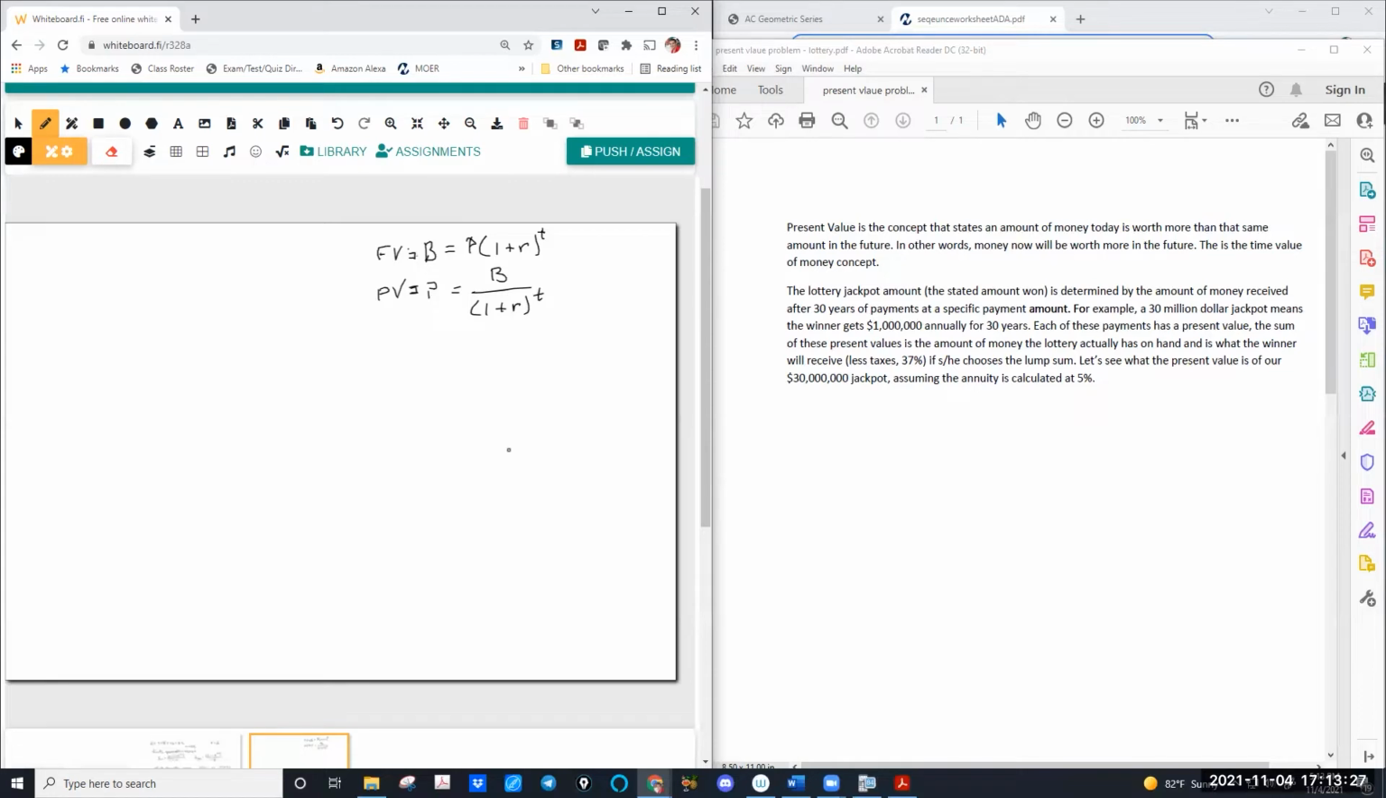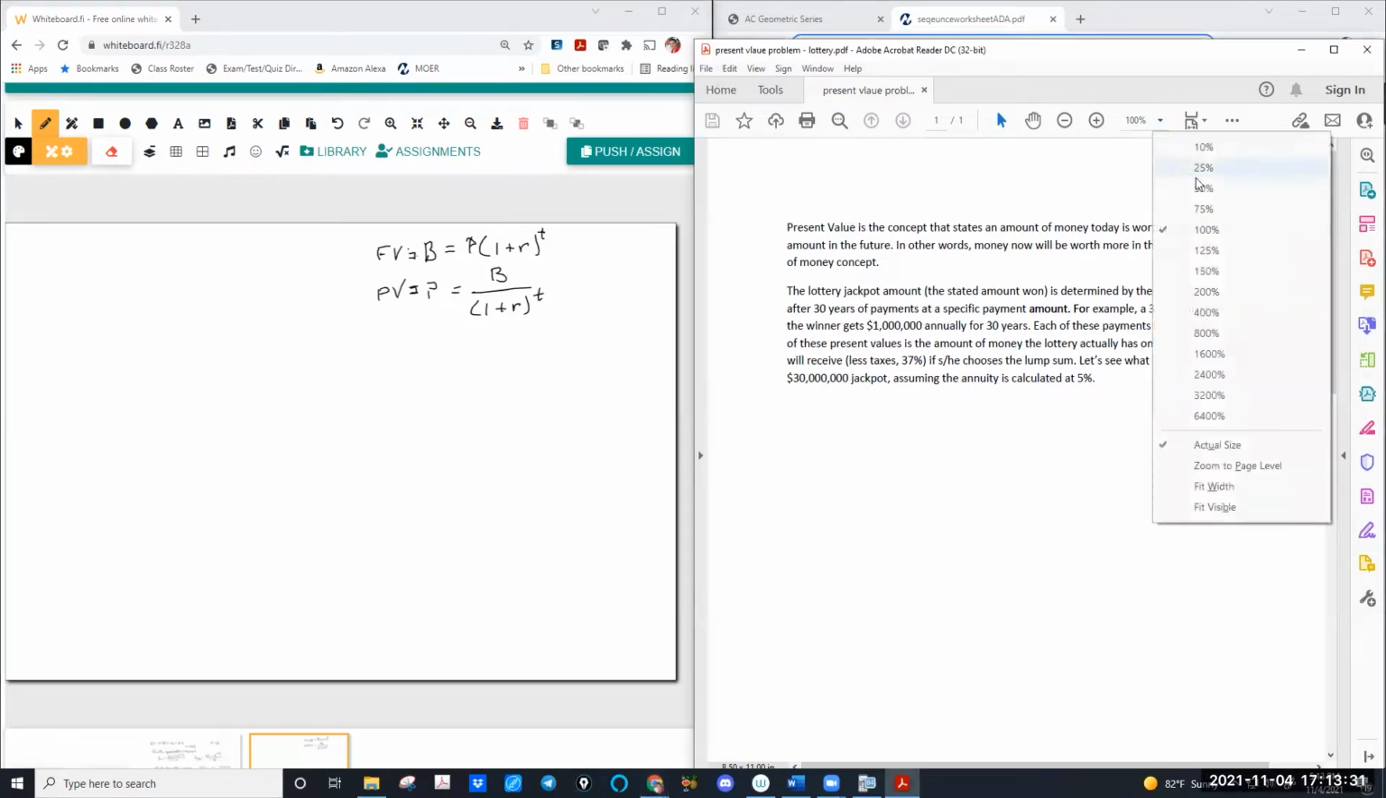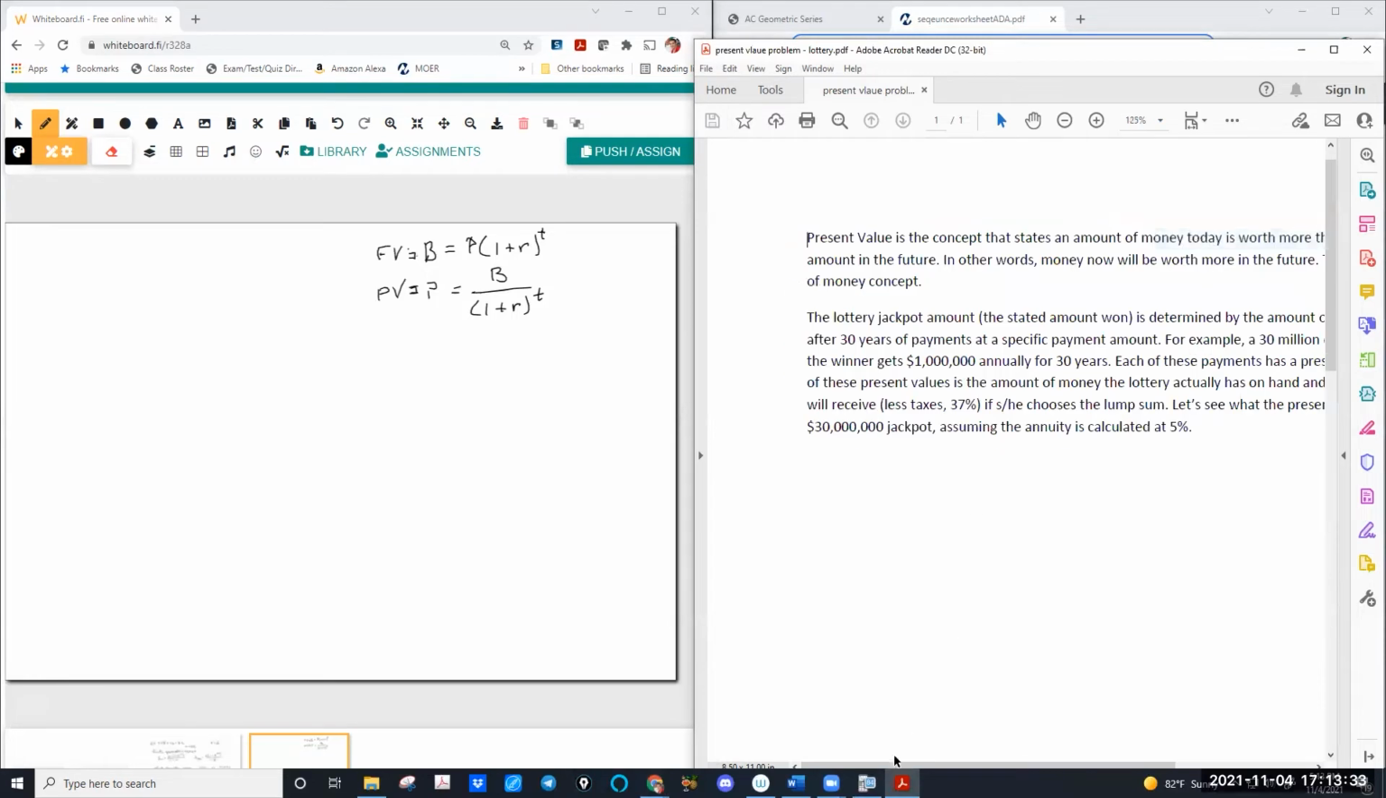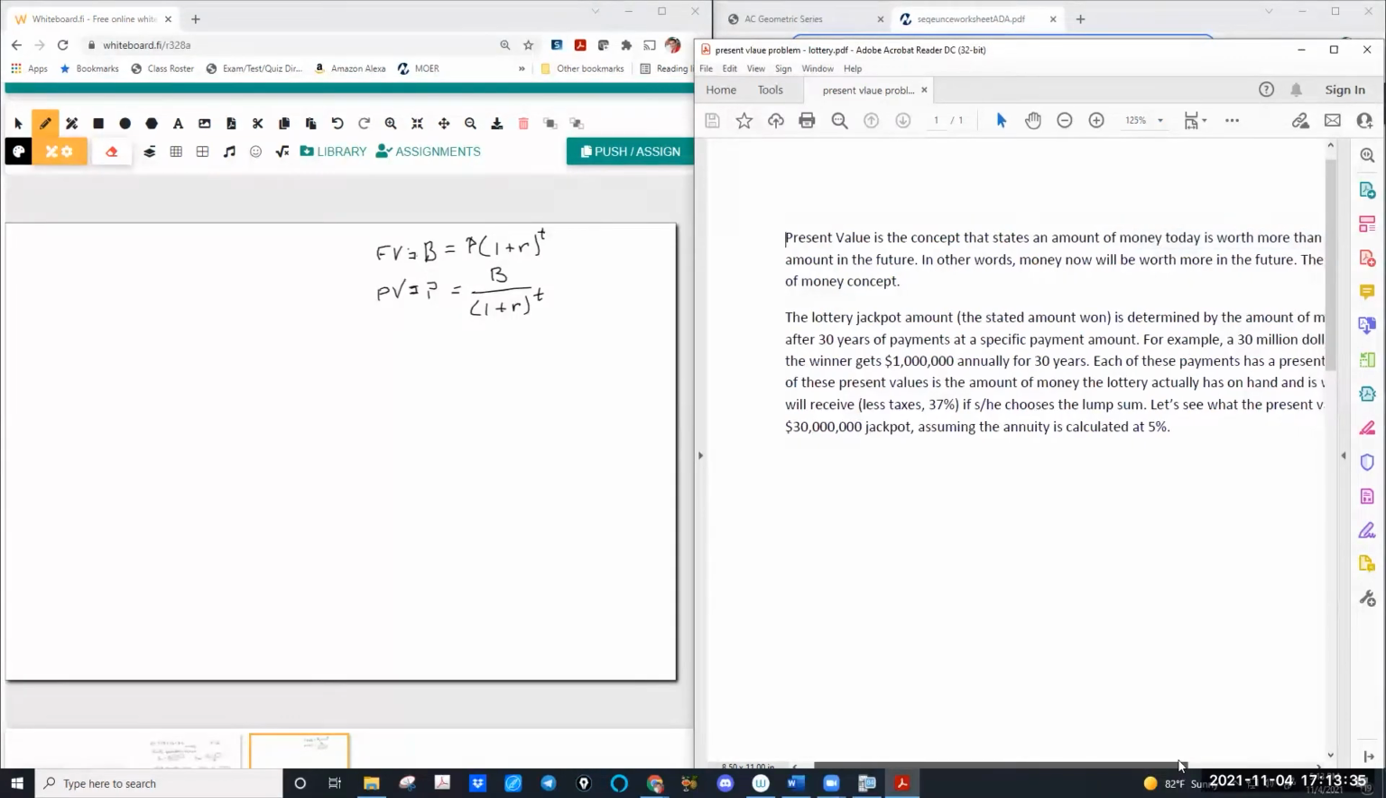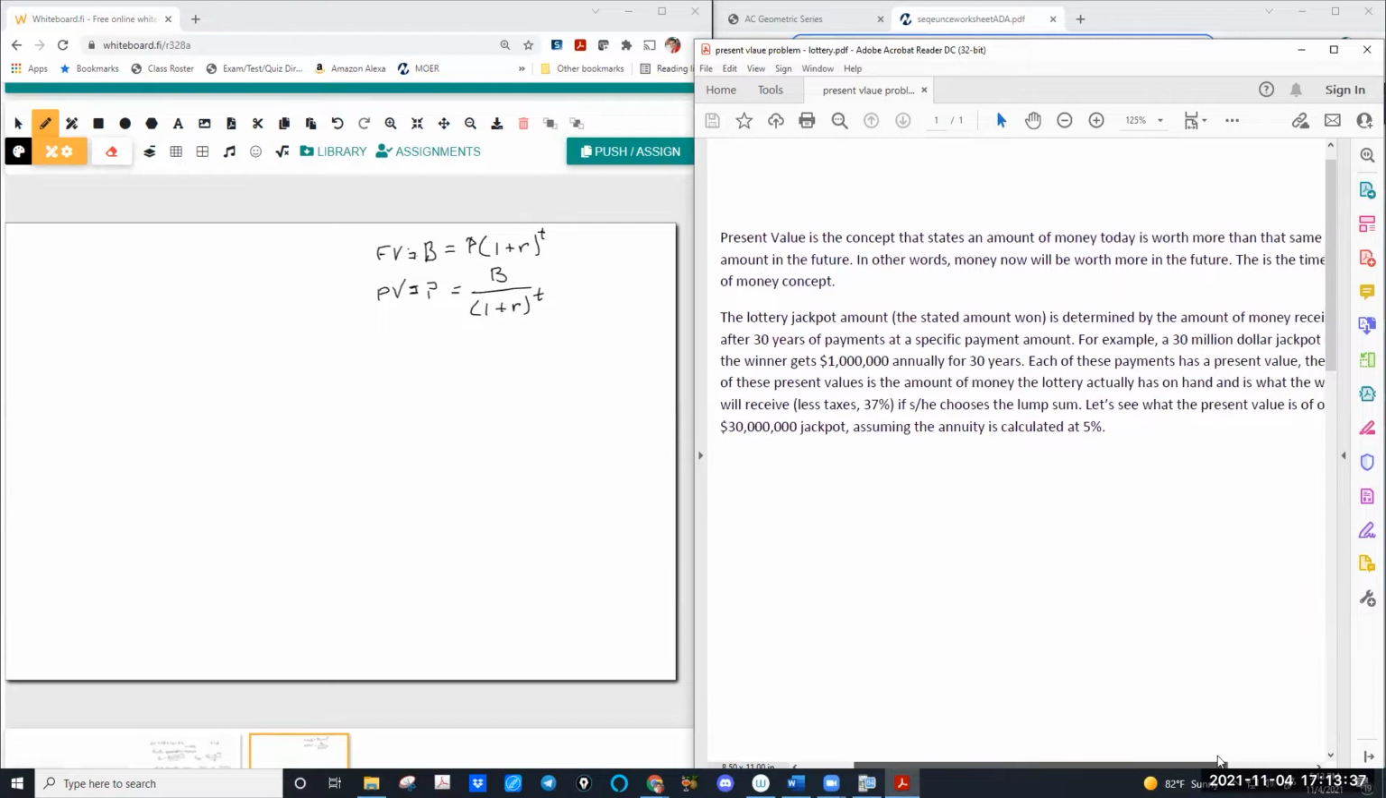All right. Now here's an example. This sheet is going to give us an example where this is actually relevant in everyday life. For instance, the lotto.